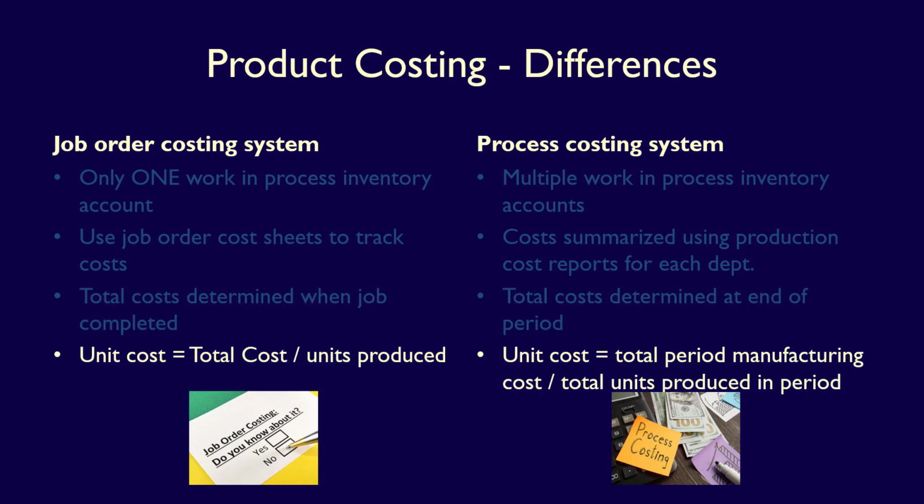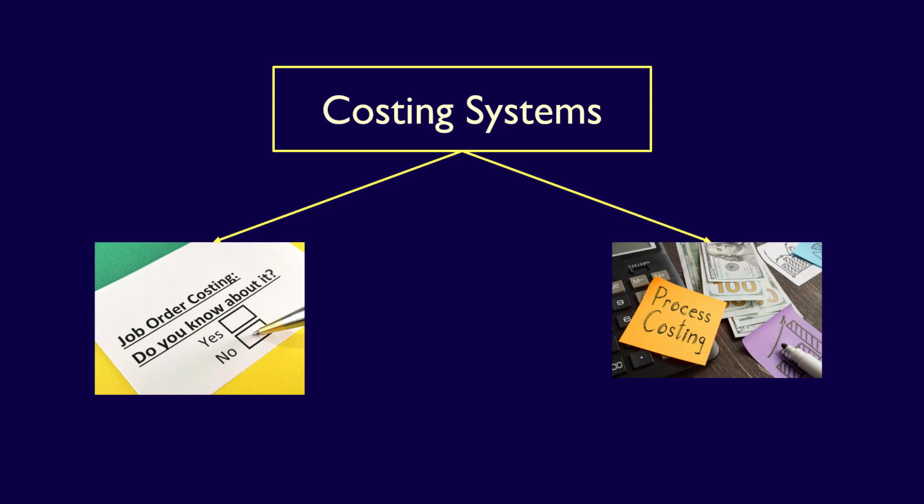And finally, job order costing systems calculate the unit cost by taking the total cost and dividing it by the number of units produced. Process costing determines the unit cost by taking the total period manufacturing costs and dividing it by the total units produced in that period. You now have a much better understanding of the differences between job order costing and process costing. It's important to understand both systems since they can be used by not only manufacturers, but also organizations providing services.